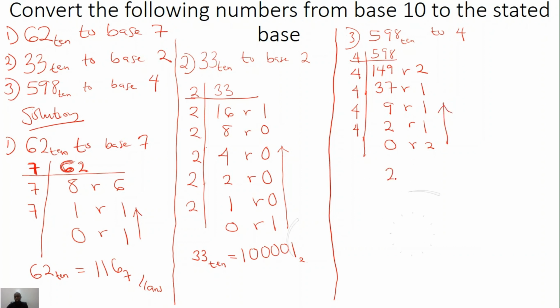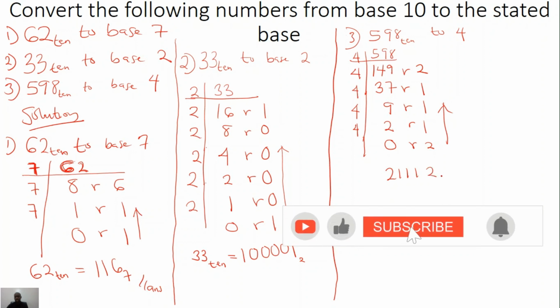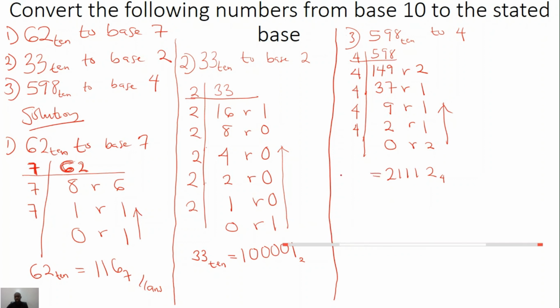That will be 2, 1, 1, 1, 2 base 4, which is equal to 598 base 10.